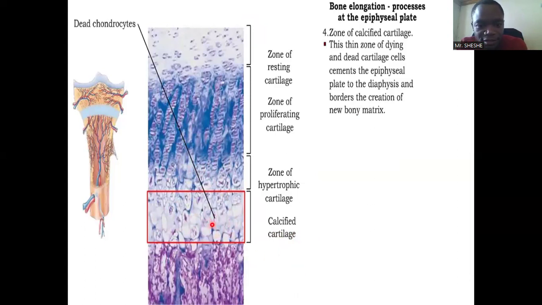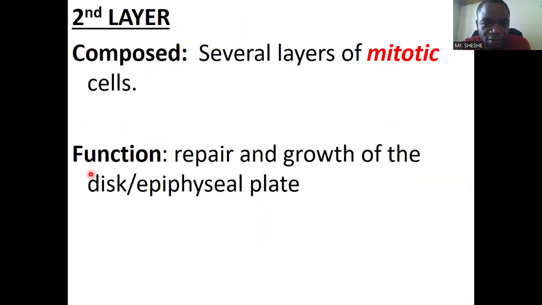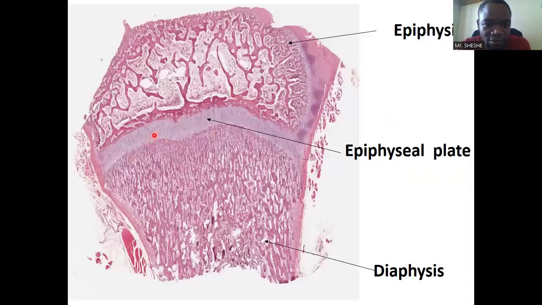So those are the 4 layers. So once the cells become or accumulate calcium, the function of this layer now is to attach the epiphyseal or the growth plate, this layer, to the diaphysis.